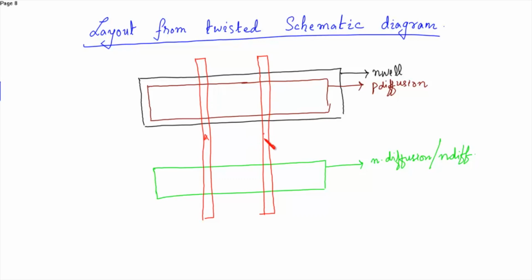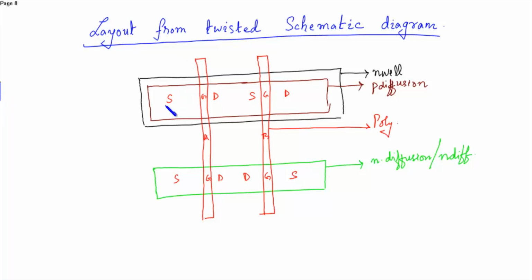This is input A and B. This is poly. So this is the source, this is gate, drain. Again this is the drain and source, gate. This is the source, gate and drain, drain, gate and source. This will make the connections much easier.